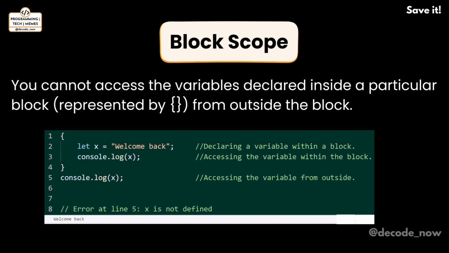Moving on to the second console.log statement outside the block, it tries to access the variable x. However, since x is declared within the block scope, it is not accessible outside of that block. As a result, when this statement is executed, it will throw an error because x is not defined in the current scope. Therefore, the output of this program will be welcome back, and then an error will occur when trying to execute console.log x.